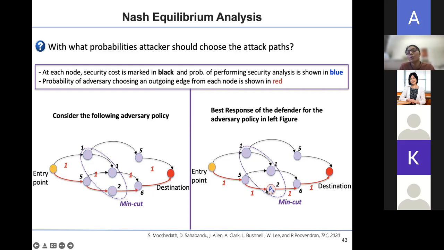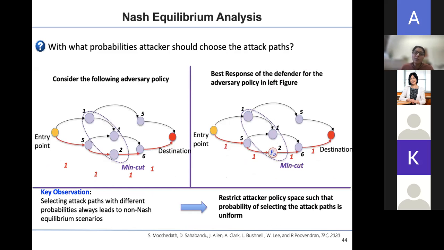But then you notice that now the adversary can improve the payoff by deviating, right? So rather than choosing this path, the adversary can quickly jump and choose another path. For example, let's say this one. And he or she can now improve the payoff, right? So the adversary can deviate and improve payoff, and hence it is not a Nash equilibrium.